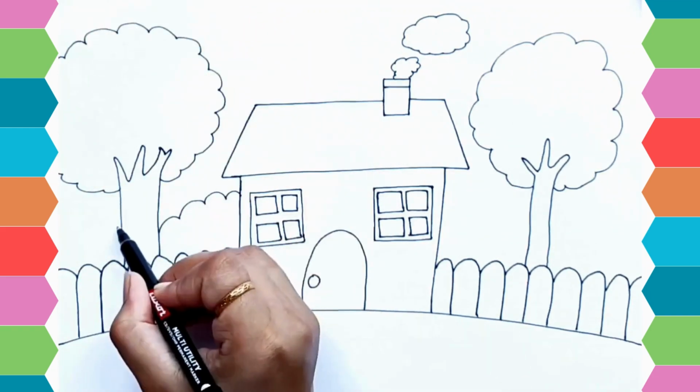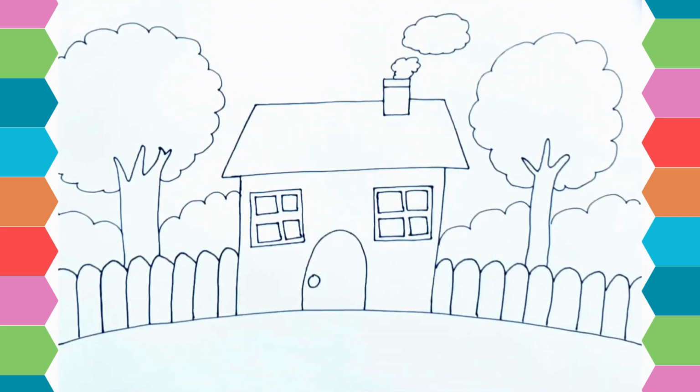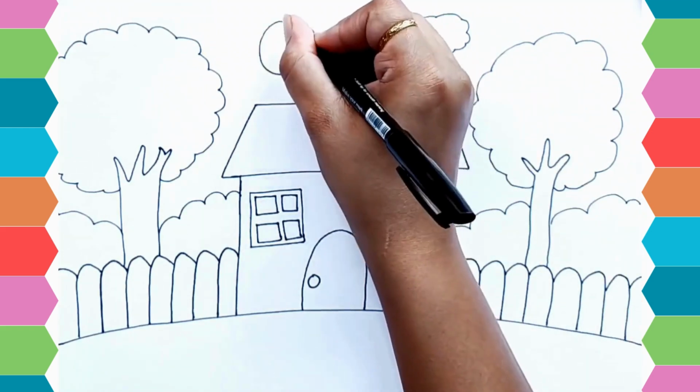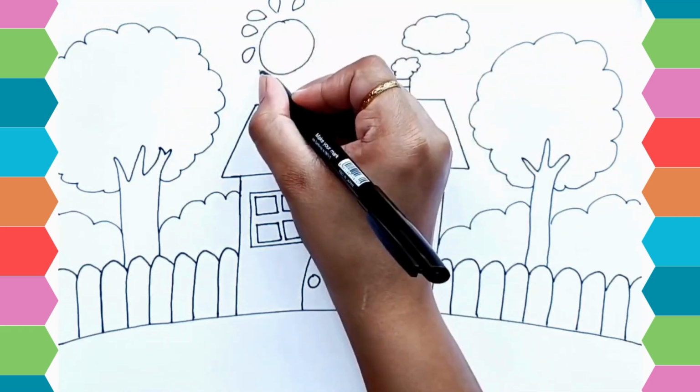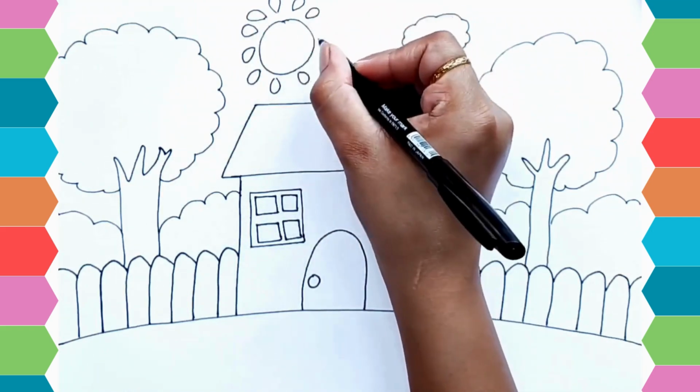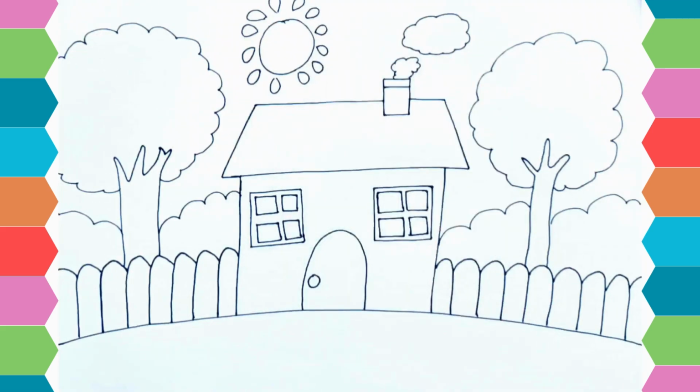Now, we will also draw some bushes around the house. After bushes, let's draw a sun. At last, we will draw a path to our house. The path has some small stones.